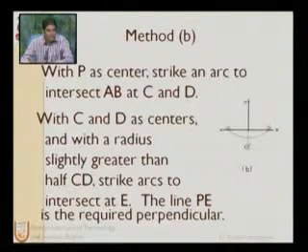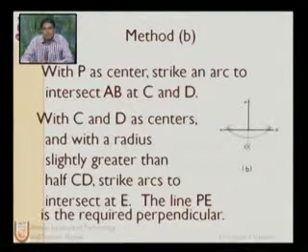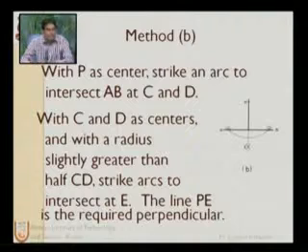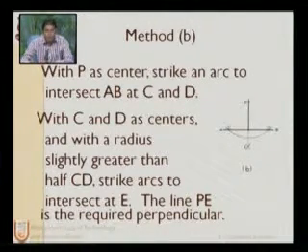So by repeating the steps, from C take a suitable arc, and from D take a suitable arc, we have to create another point which can be represented as E. So joining PE is the required perpendicular. Here again we have to take note that the suitable radius means a radius equal to at least half, more than half of the length CD. It should be greater than CD divided by 2.